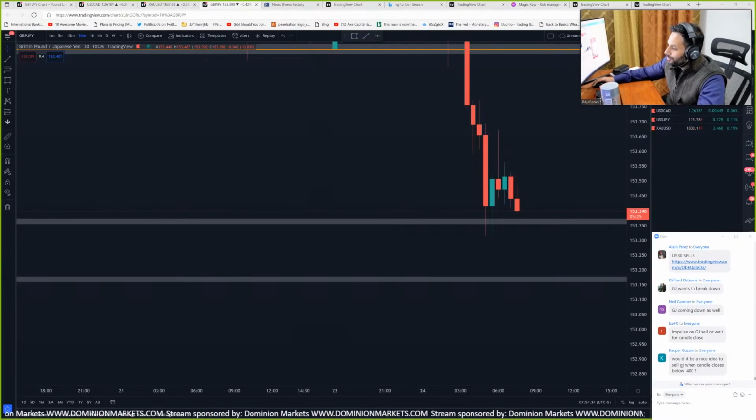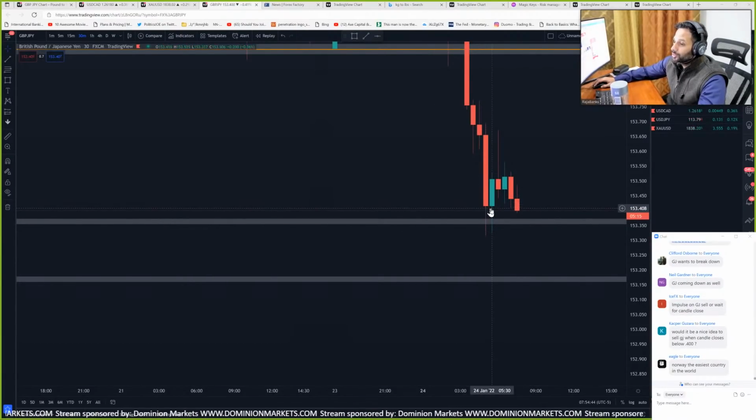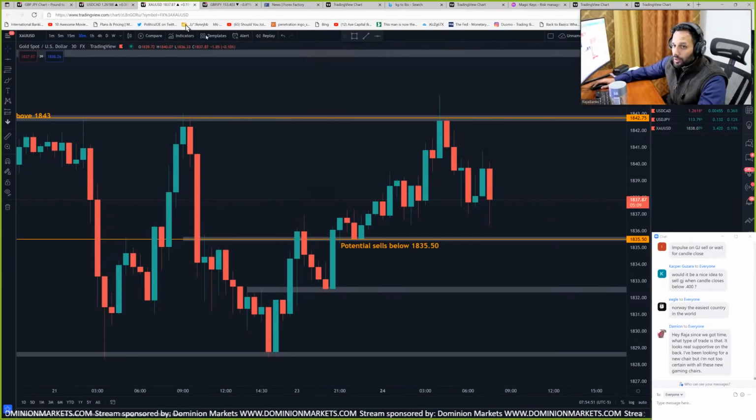Best way to fund Dominion account crypto. Would it be a nice idea to sell GJ when the candle closes below 400? I think you want to wait for the candle to close because we rejected this area before, so we want to see how this candle closes. So yeah, oh wow, look at that. Ripped right back up. Since we got time, what type of trade is that?